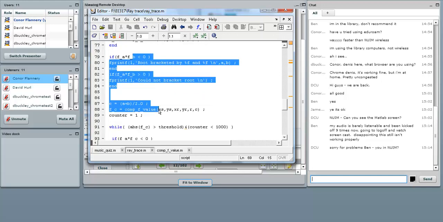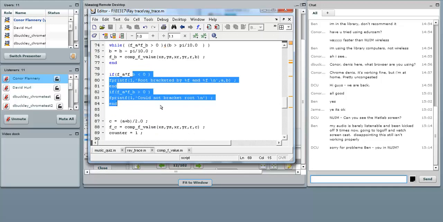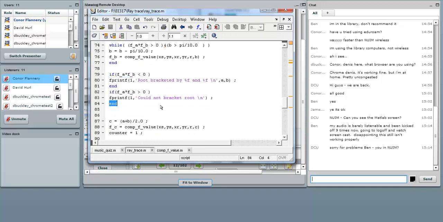So let's imagine we have bracketed a root. The midpoint is (a + b) / 2. If you remember the bisection algorithm, what do we have to do? We have to choose to either replace a with c or replace b with c.